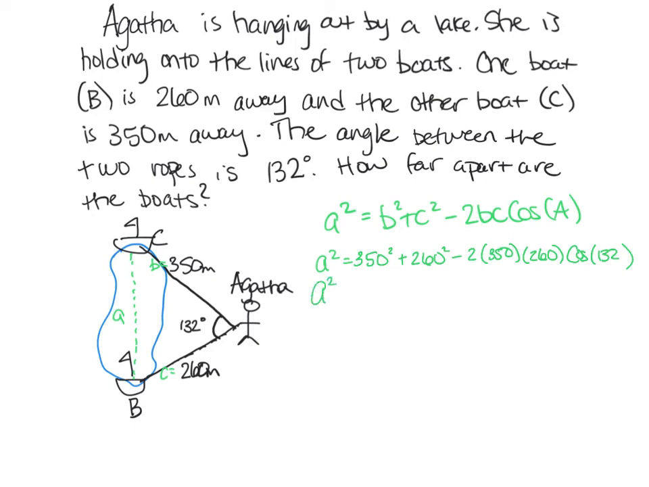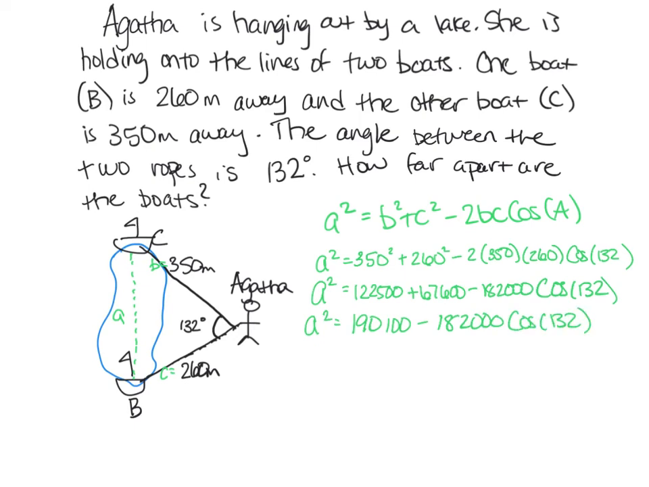This is going to be A squared is equal to a whole lot of numbers. So what is that? 122,500 plus 67,600 minus 2 times 350 times 260, which is 182,000 times cosine of 132. I'm going to keep simplifying. My first two numbers added together there are going to be 190,100 minus the rest of that.